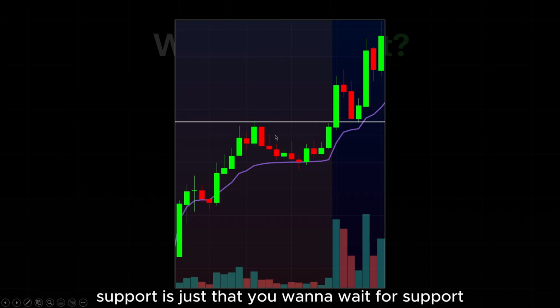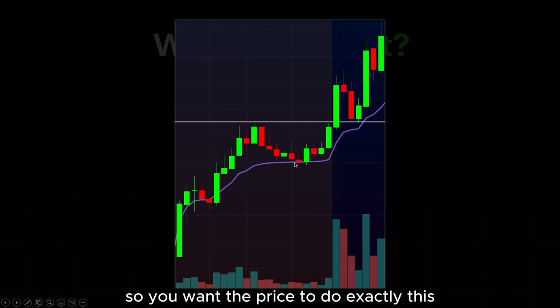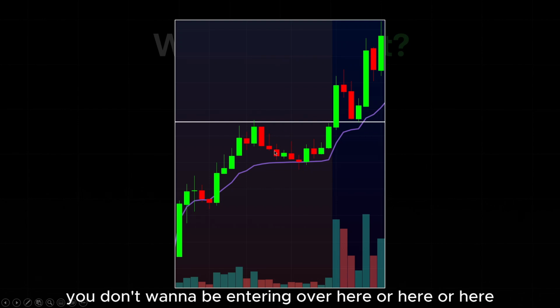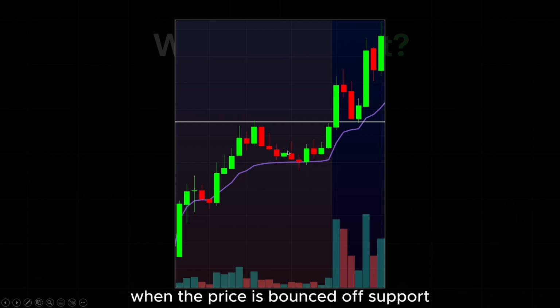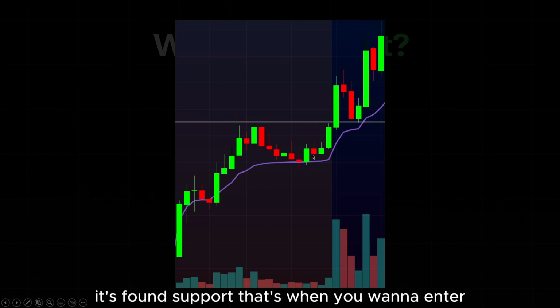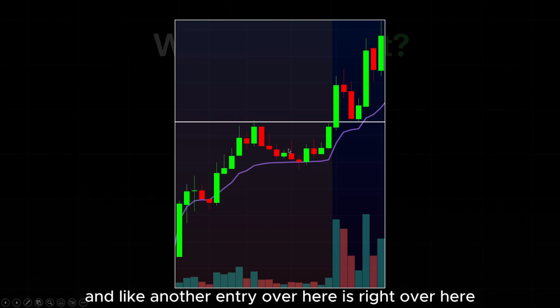Now, support is just that. You want to wait for support. So you want the price to do exactly this, and then you want to enter. You don't want to be entering over here or here or here. You want to enter over here, when the price has bounced off support, it's found support, that's when you want to enter. So the easiest way to enter, and another entry, is right over here.